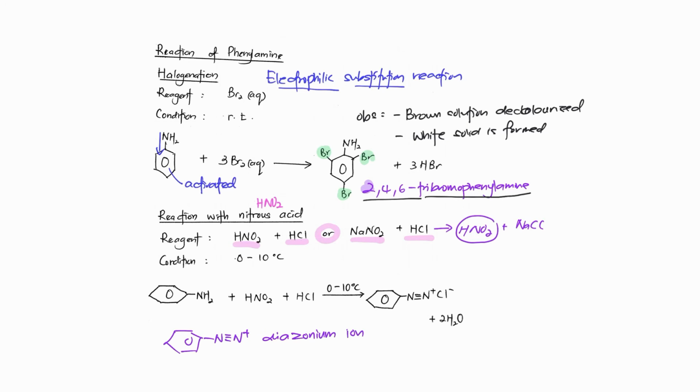Here we have the condition for this reaction, where it should be at 0 to 10 degrees Celsius. The reason is diazonium ion will decompose when the temperature is greater than 10 degrees Celsius. With this condition and reagent, we could get diazonium chloride as the product.